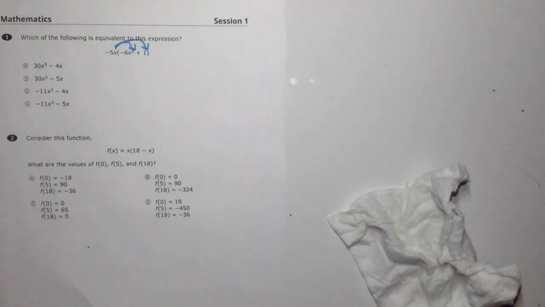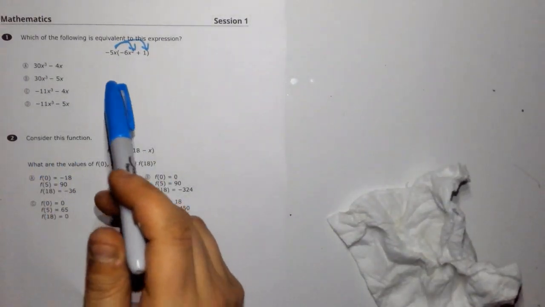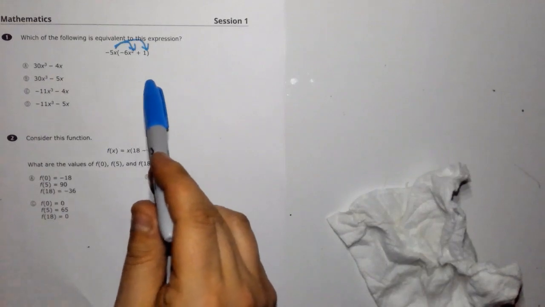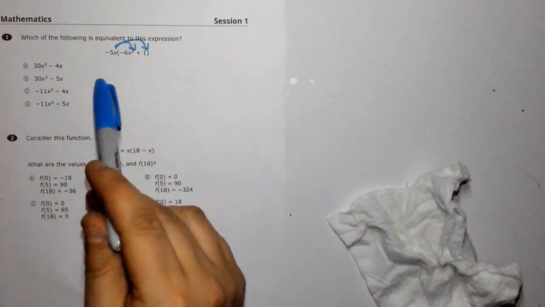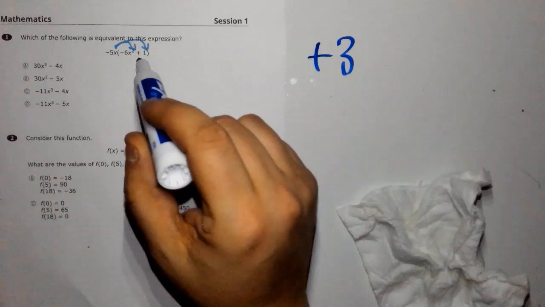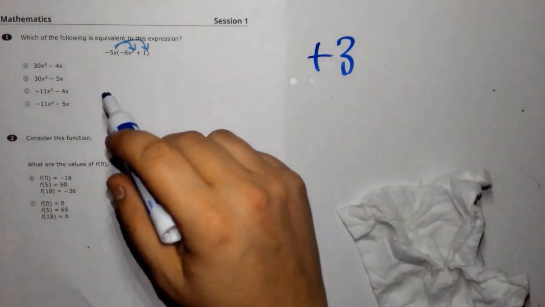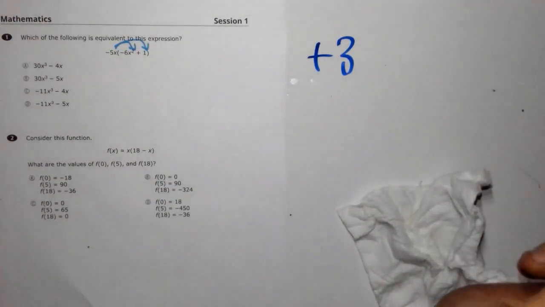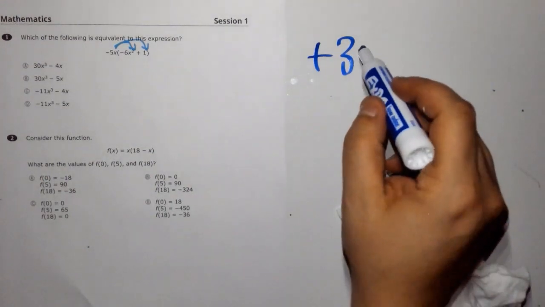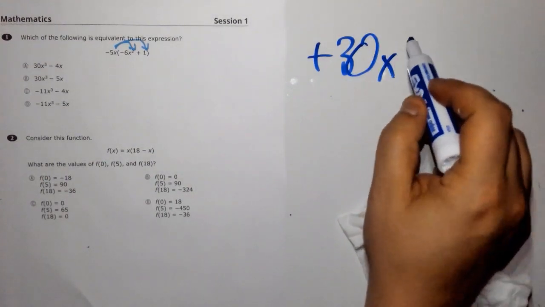First question: which of the following is equivalent to the expression? We're going to start with distribution. There's a term in front of a parentheses, that means I need to distribute. So negative 5x times negative 6x squared is positive 30x to the cube.